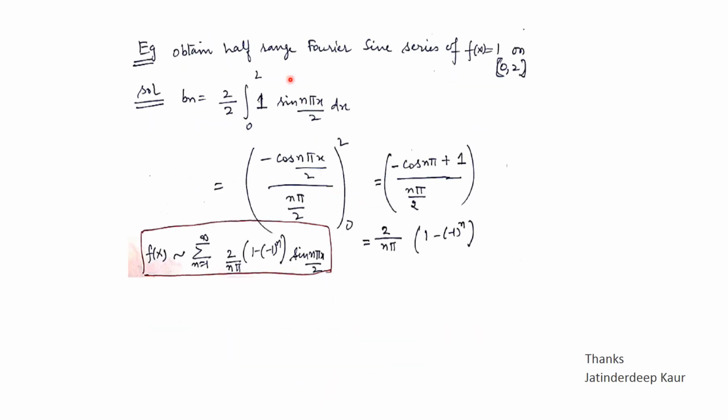For example, obtain the half range Fourier sine series of the same f(x) equal to 1 on the interval 0 to 2. It means we have to find the value of only bn. So what will be the value of bn? It is twice 1 over L. The value of L is 2. Integration of 1 into sin n pi x by 2 from 0 to 2. We get this value. So substitute over here in the series. So this is the half range Fourier sine series of the function f(x), which is 1.